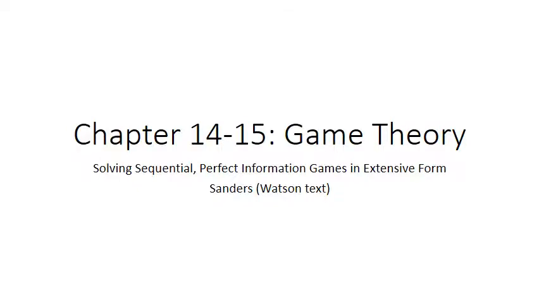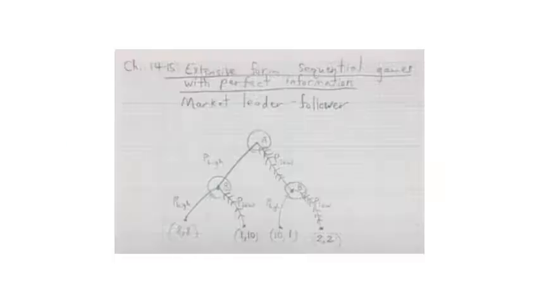This is a lecture on selected topics from chapters 14 and 15 in Watson's text, Strategy and Introduction to Game Theory. So we're going to be talking about solving sequential perfect information games in extensive form. So let's start with such a game, an extensive form depiction of a game with perfect information.